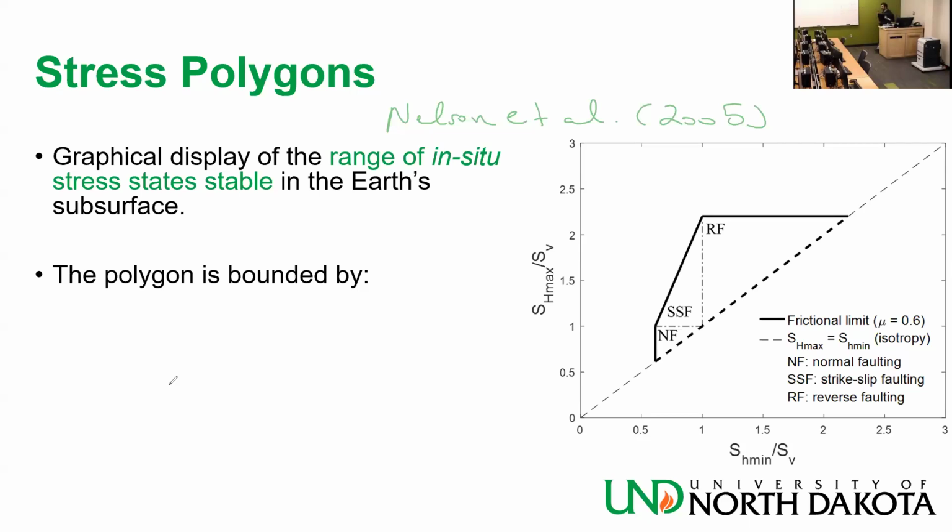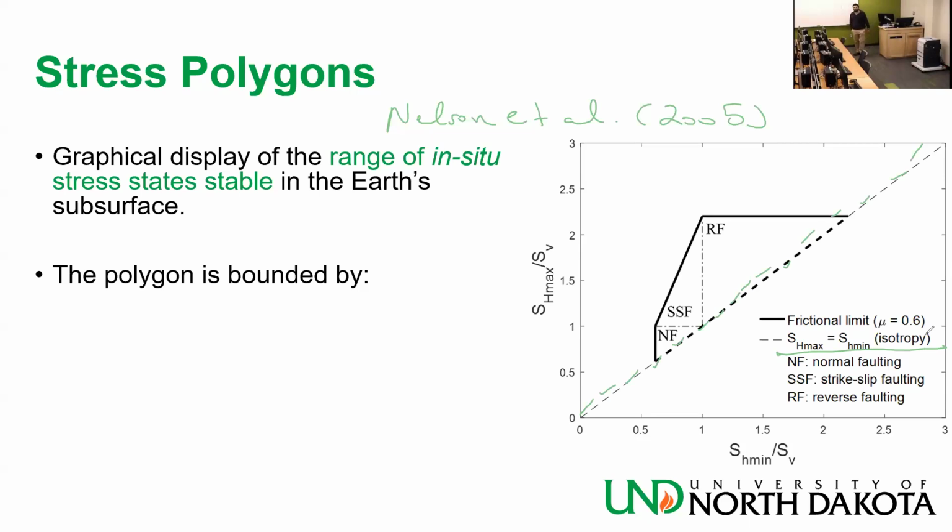So both axes are dimensionless. One has SH max normalized by SV. The other one has SH mean normalized by SV. The dotted diagonal, this little line here, is the line of horizontal isotropy. That is where SH max is equal to SH mean.